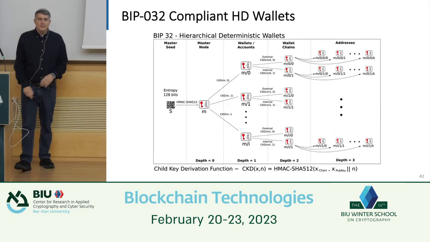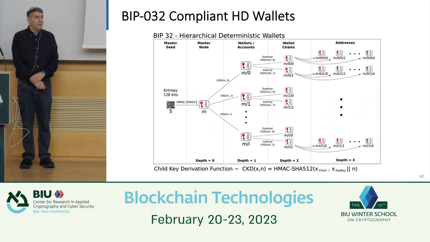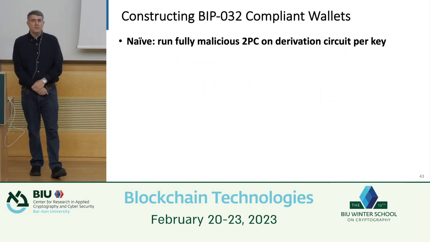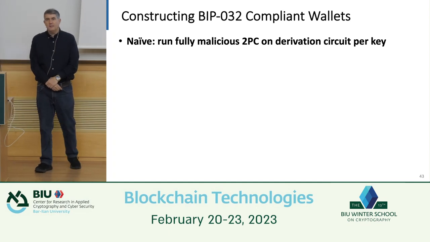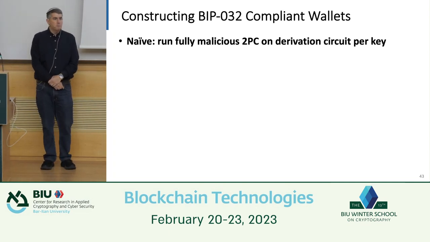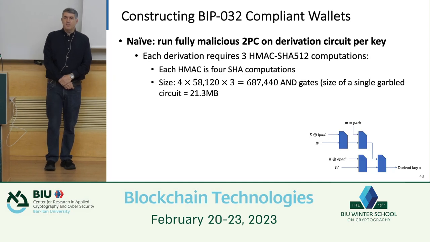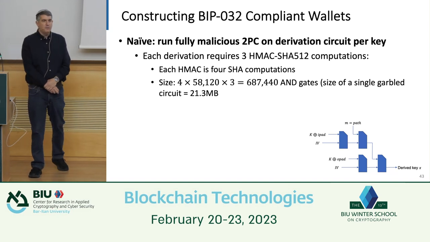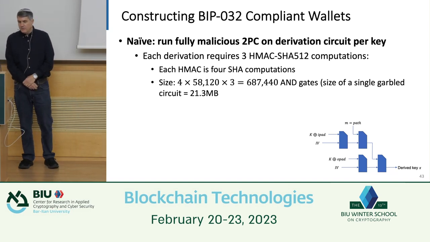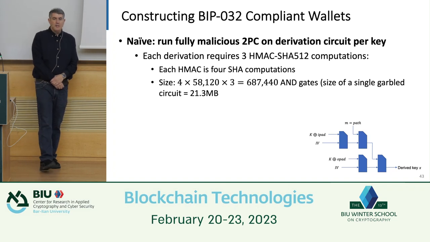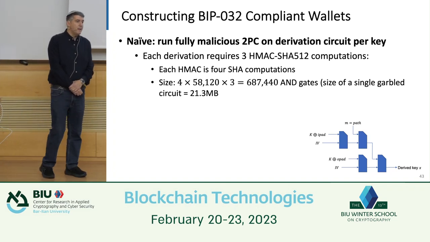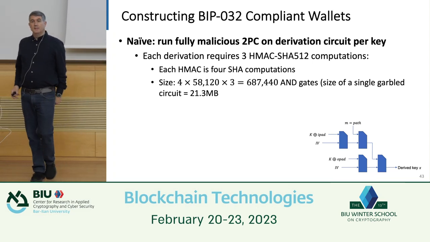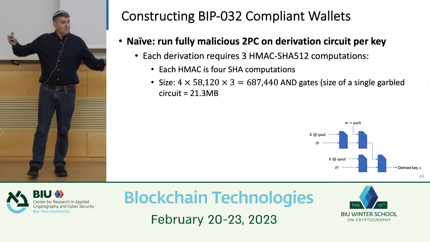So, let's move on to BIP32 compliant wallets. Here's our beautiful diagram as well. And the naive solution is to run fully malicious 2PC on the derivation circuit per key. Each derivation, we said, has 3 HMAC SHA-512 computations. Each HMAC is 4 SHA computations. That gives you about 687,000 gates. If you're doing a garbled circuit, that's about 21 megabytes. It's okay. Not thrilled. Your product manager looks at you a bit, but we can live with it.